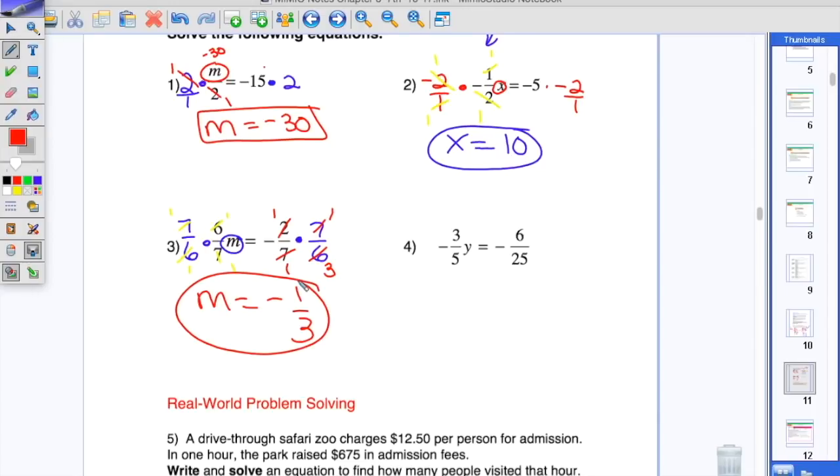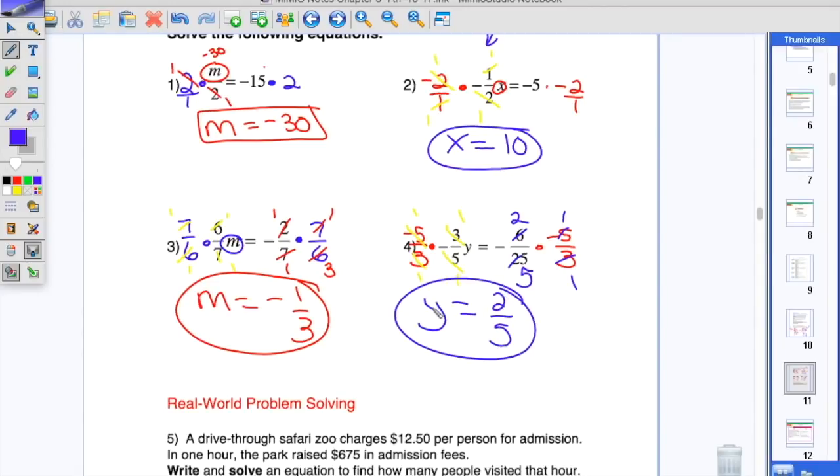Number 4, again, we have a fraction in front of the variable, so it's negative 3/5 y is equal to negative 6/25. So we're going to multiply both sides by the reciprocal, so that's negative 5/3 on both sides. On the left-hand side, everything cross-cancels, so you're left with y equals. And now we can cross-cancel the 5 with the 25, so you're left with 1 and 5. The 6 with the 3, so you're left with 1 and 2. So we have 2 negatives, so our answer is positive. So our answer is y is equal to 2/5.